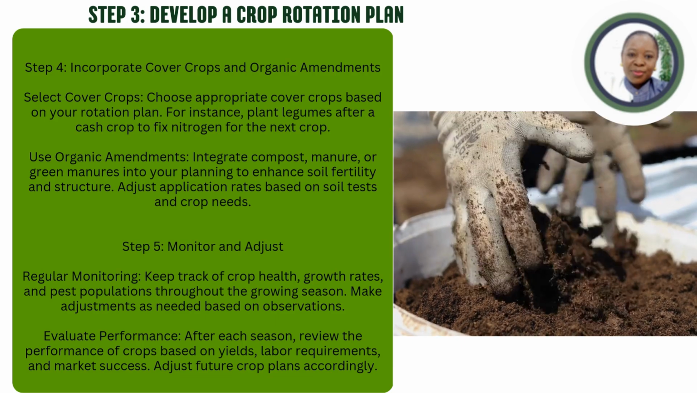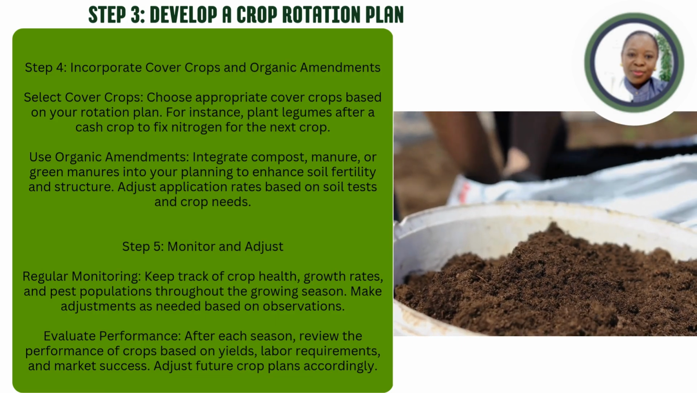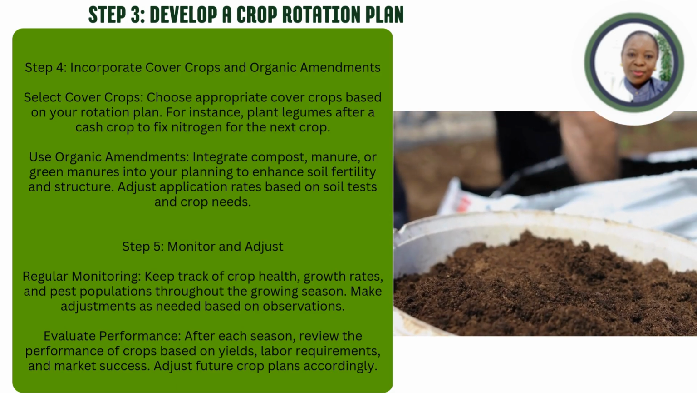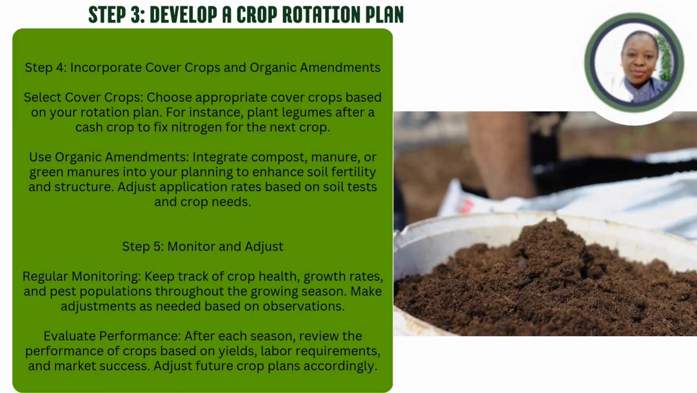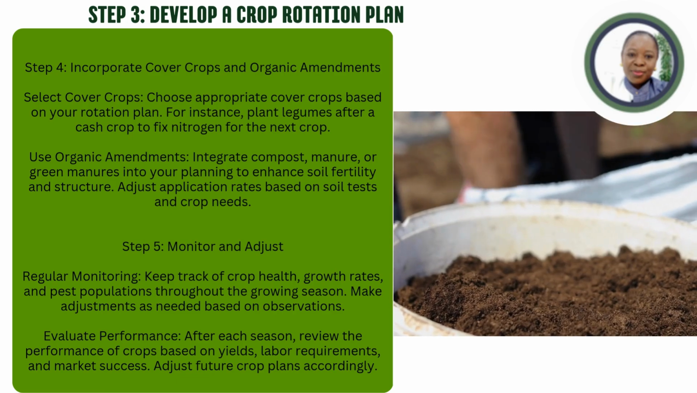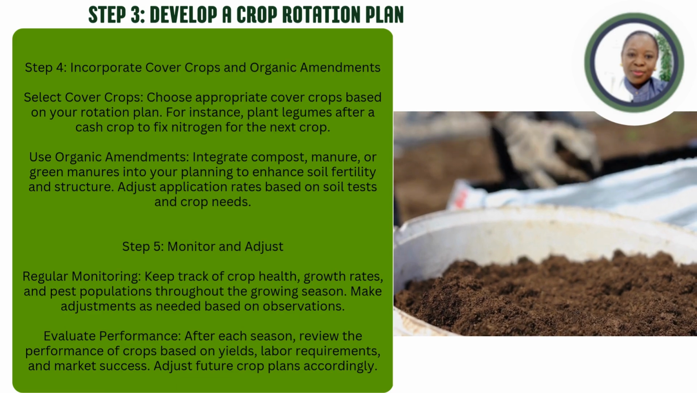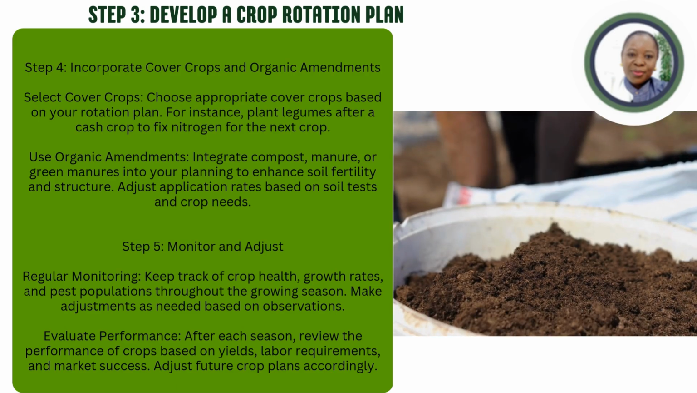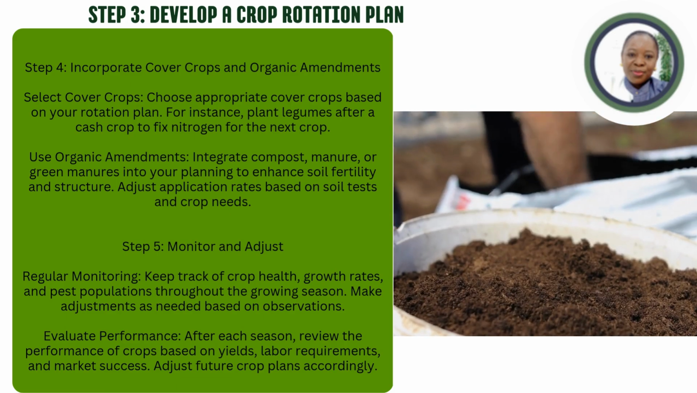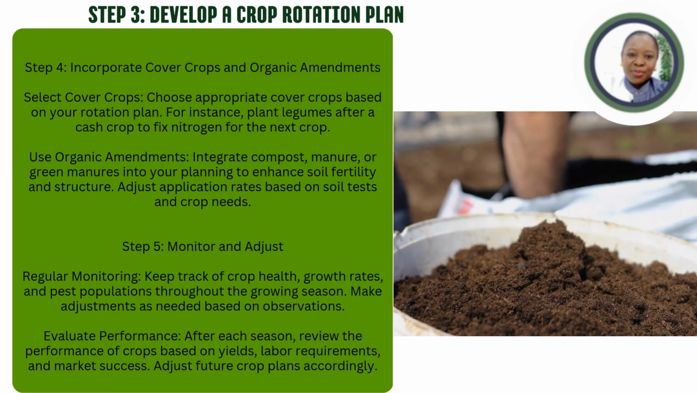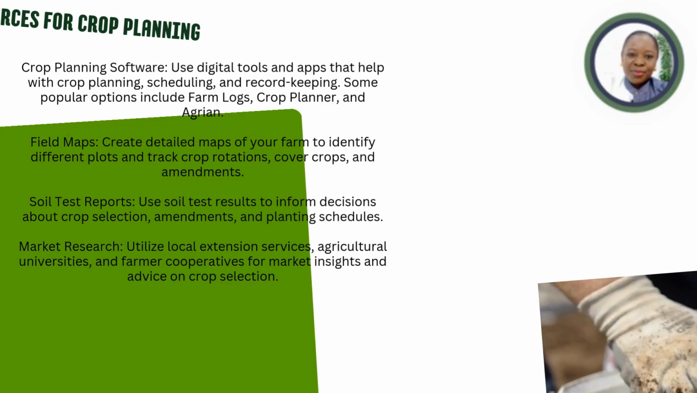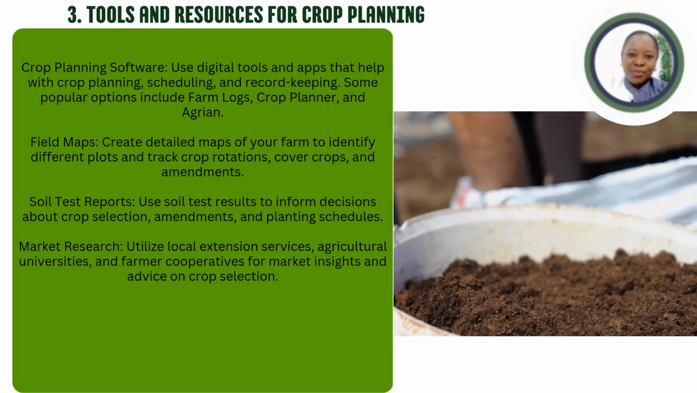Step 5. Monitor and adjust. Regularly monitor. Keep track of crop health, growth rates, and pest population throughout the growing season. Make adjustments as needed based on observations. Evaluate performance. After each season, review the performance of crops based on yields, labor requirements, and market success. Adjust future crop plans accordingly. Tools and resources for crop planning.